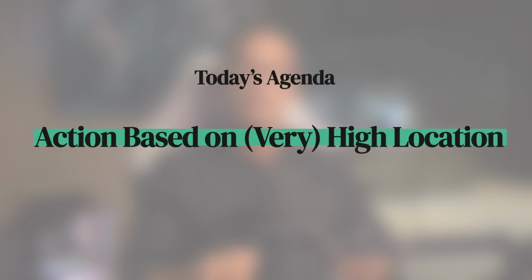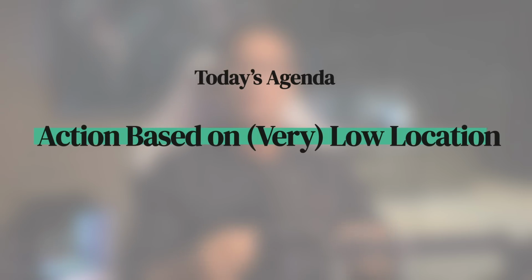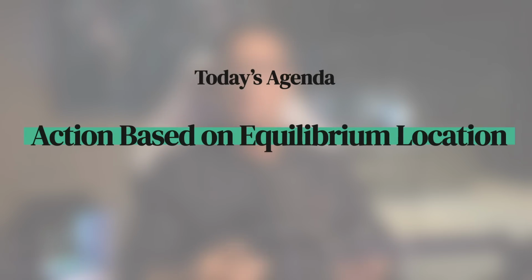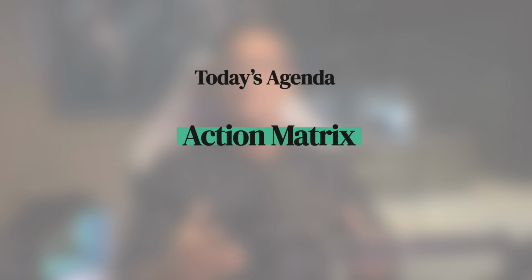Alright, let's take a look at our agenda. First, we're going to take a look at the actions based on high and very high locations in combination with the different trends. Then we're going to look at the low and very low location in combination with our three different trends. And after that, we are also going to talk about what we are going to do if price is in equilibrium. Lastly, we're going to put all of that together and create our action matrix, which is going to tell us what kind of action we should take if price is either high, low, or in equilibrium, combined with the different uptrends, downtrends, and sideways trends.